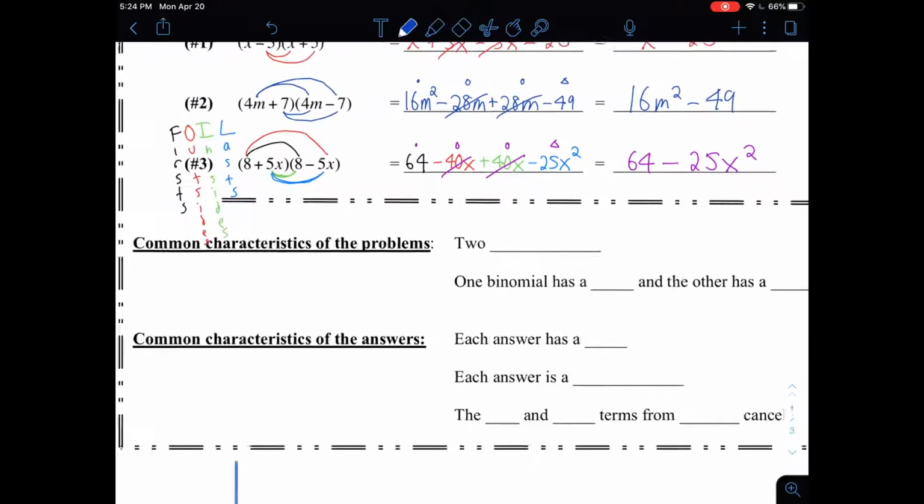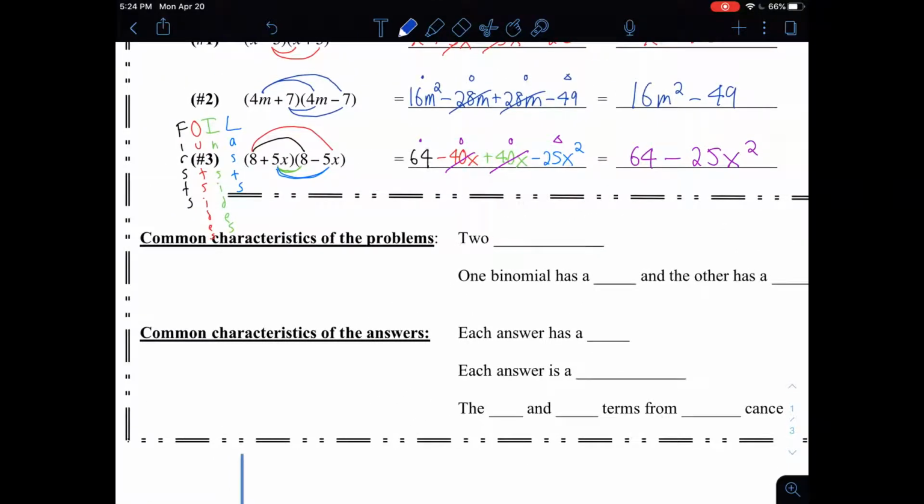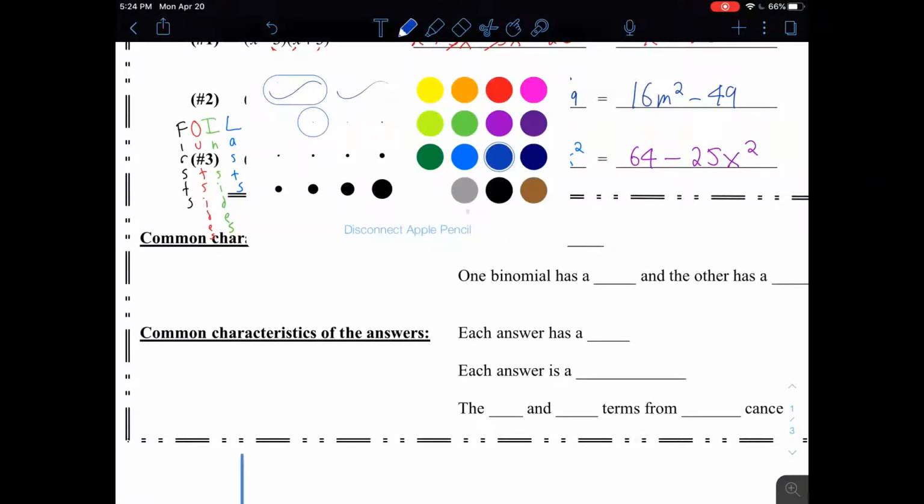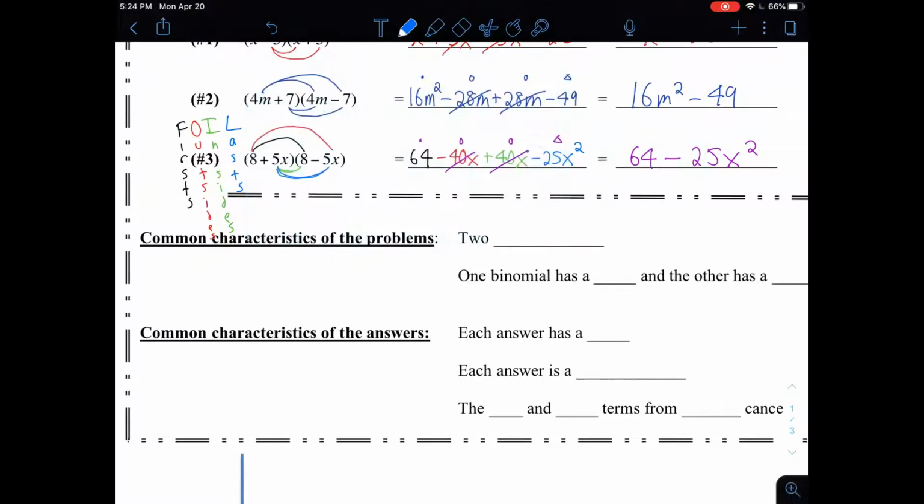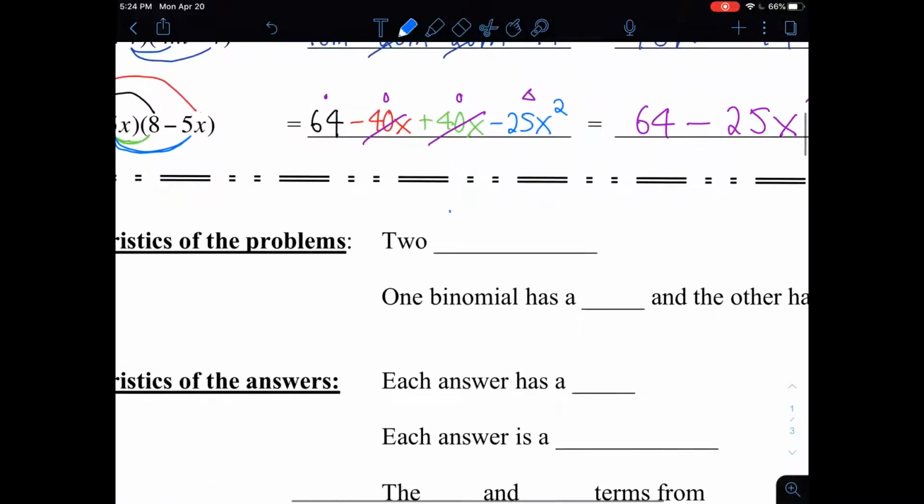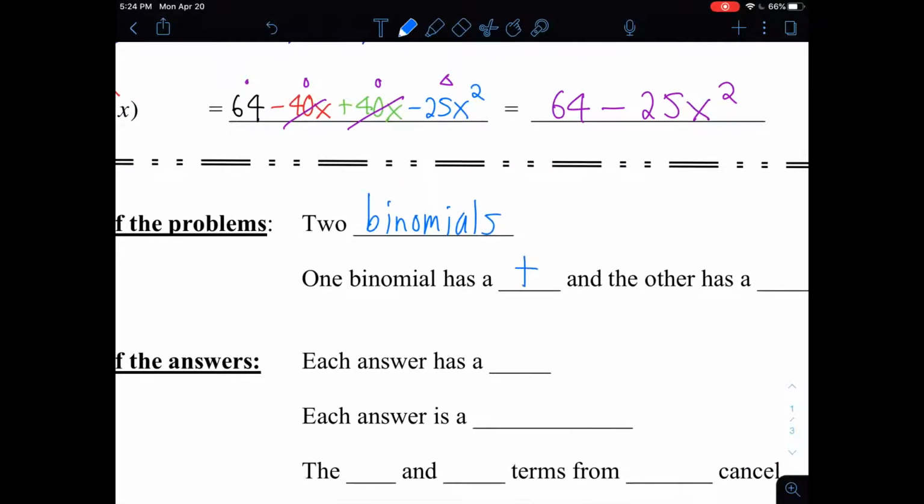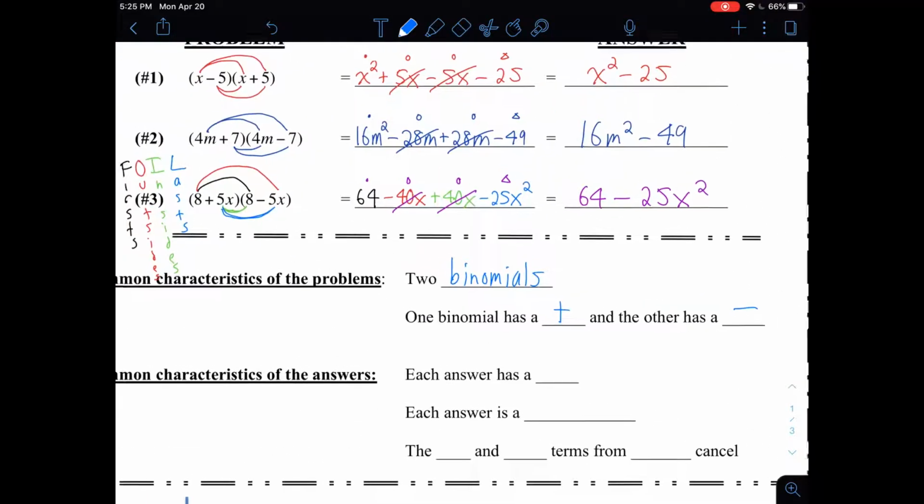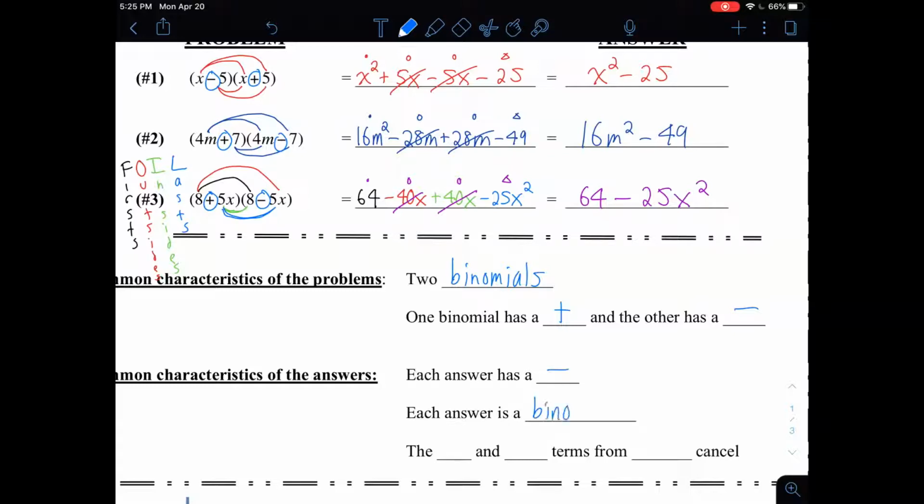All right? So common characteristics of these problems. We're going to have two binomials. One binomial has a plus and one has a minus. So if you look up here, we have a plus and a minus, a plus and a minus, a minus and a plus. Each answer is going to have a minus. Each answer is going to be a binomial.